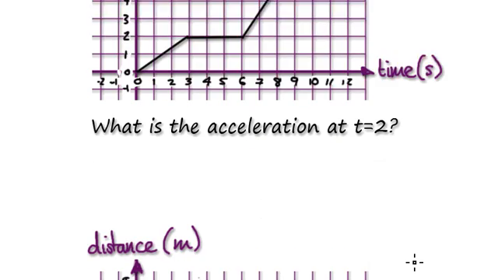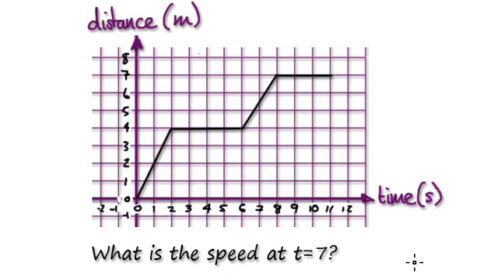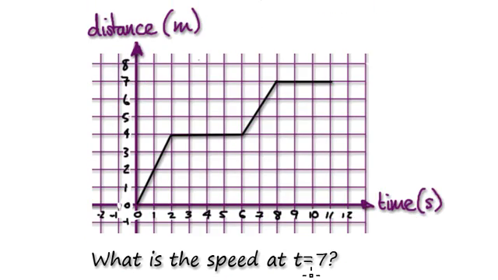Okay. Next question here. Given this random graph, what is the speed at time equals 7? So press pause and have a go. So time equals 7 here. What is the speed there? So press pause and have a go.